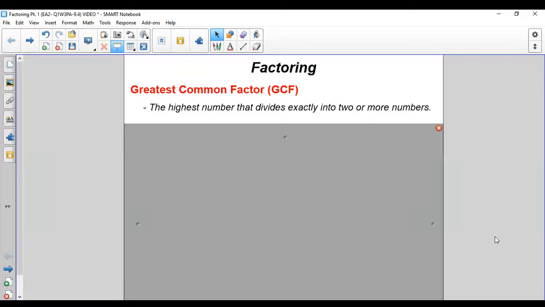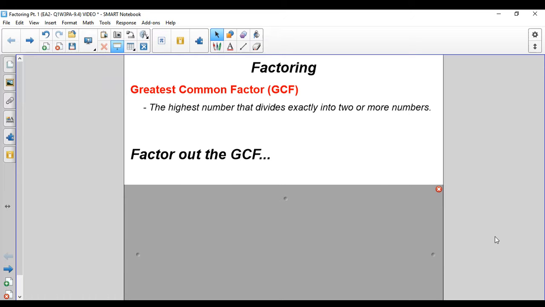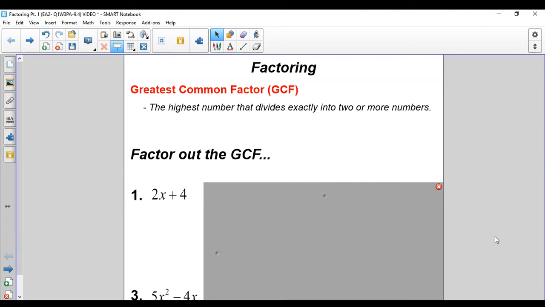First portion we're going to look at is greatest common factor, which I'll just abbreviate from here on out as GCF. This should be the first thing you look for in any factoring problem as we work our way throughout the year. Always look for the GCF first. I'll continue to ask that. Greatest common factor is the highest number that divides exactly into two or more numbers. So, to start us out, all we're going to do in this first slide is factor out the greatest common factor.